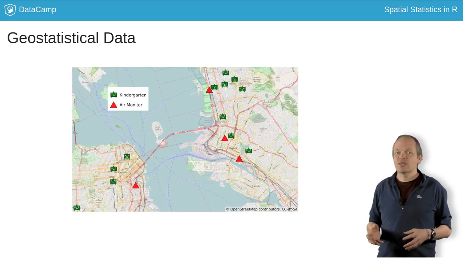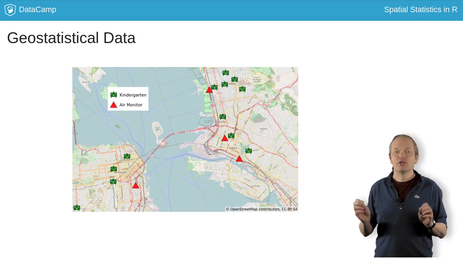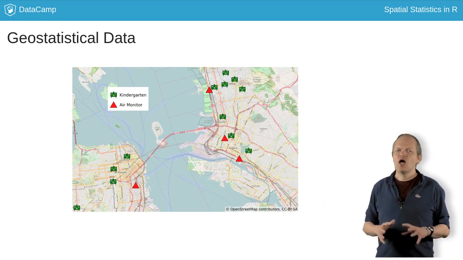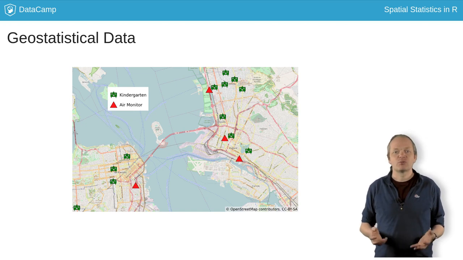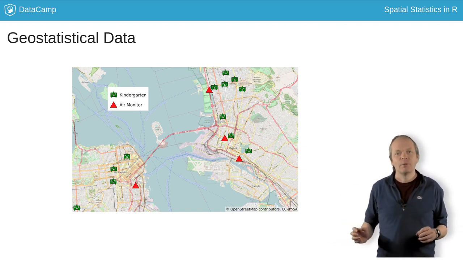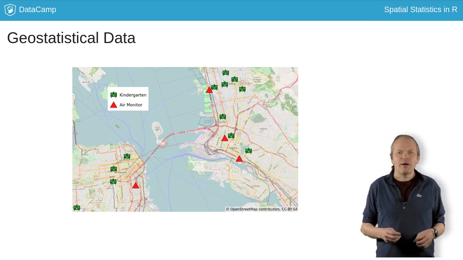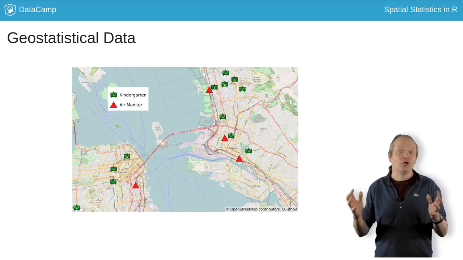If what you have is a set of samples taken at a set of survey point locations, then you have geostatistical data. The locations themselves aren't of interest, presumably you chose them for some good reason, but the measured values are. Perhaps you have pollution samples from testing stations and you want to know about airborne particulates at schools, or you're taking soil samples and you want to know where the gold is.